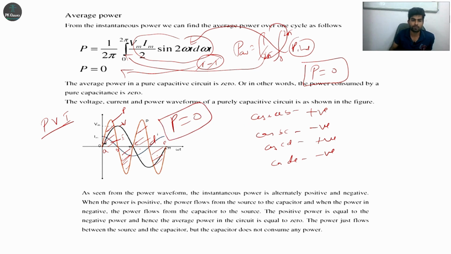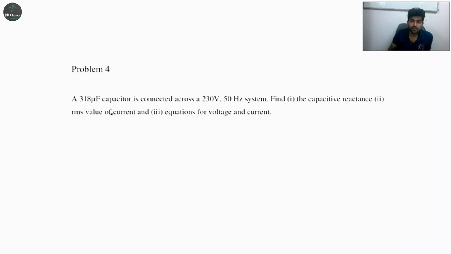If power is positive, the power flows from source to the capacitor. If power is negative, the capacitor is discharging, so power flows from the capacitor to the source. We'll solve one problem.